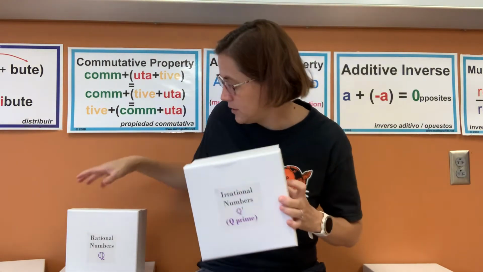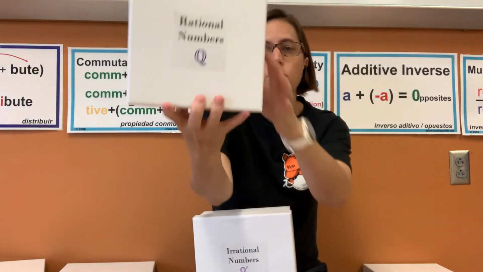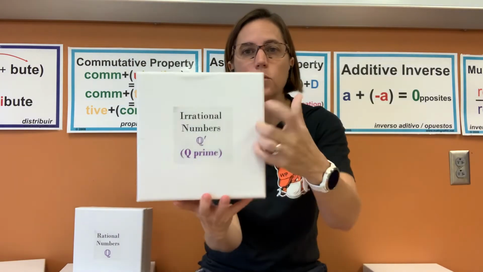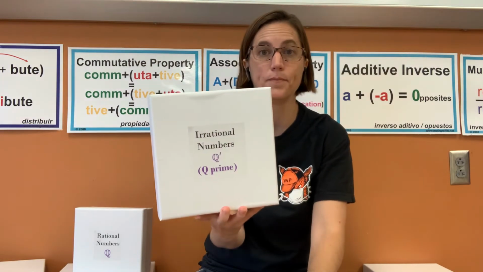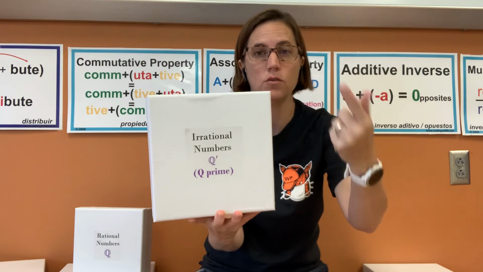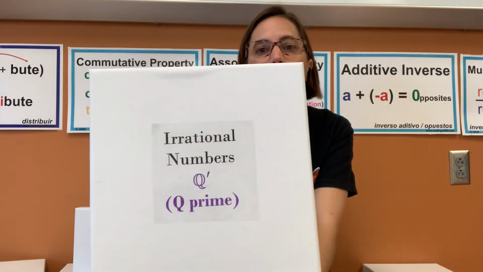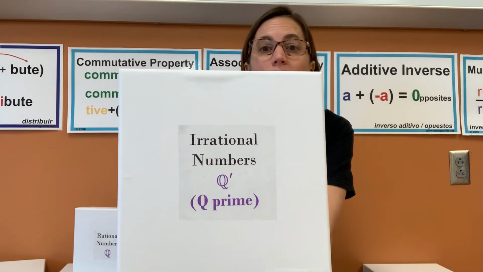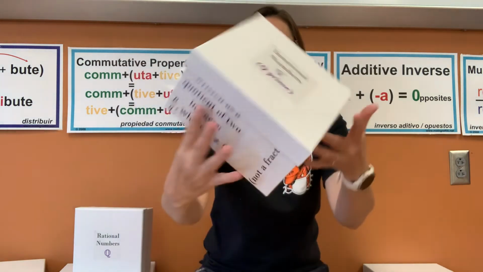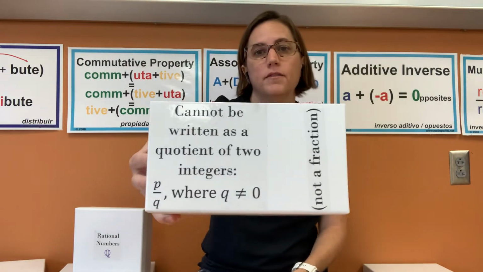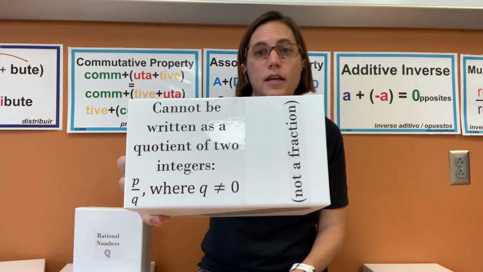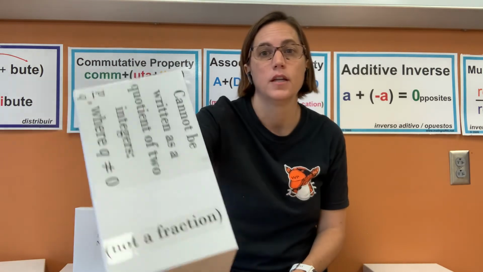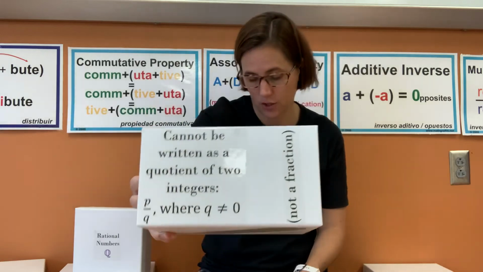Now, notice a couple of things. Irrational is literally the word rational with ir put before it. That prefix means not, so not rational. That symbol there, which we say is Q prime, it means the opposite of Q, the opposite of rational numbers. So, our definition: cannot be written as a quotient of 2 integers. In other words, not a fraction, okay?